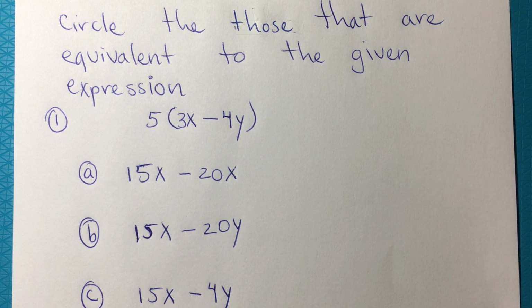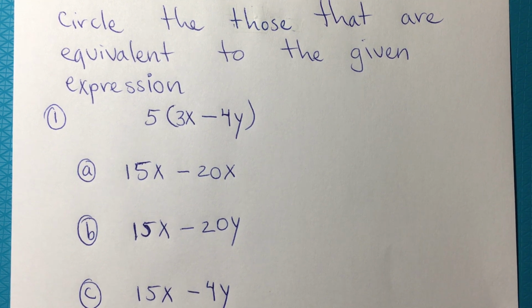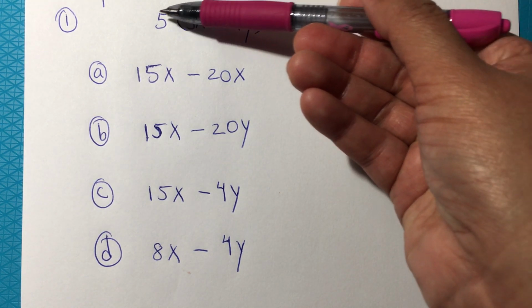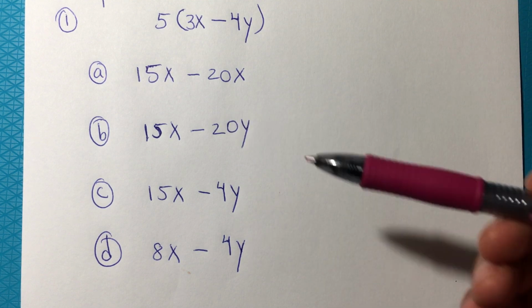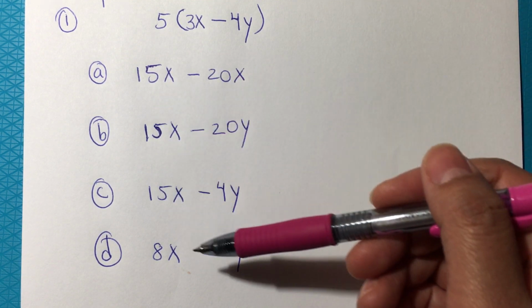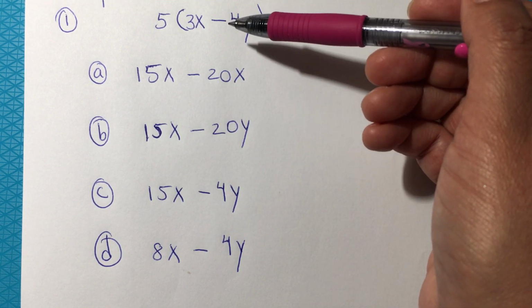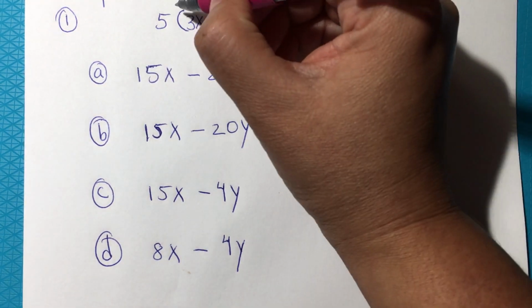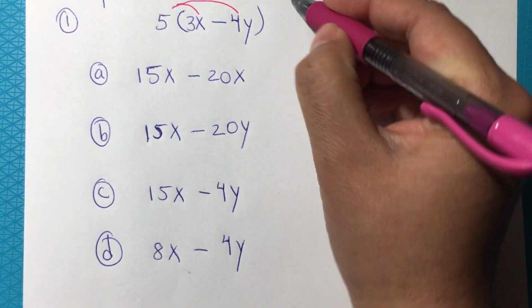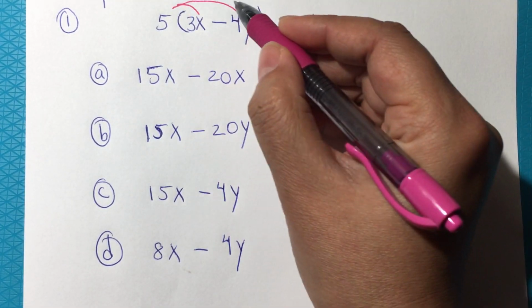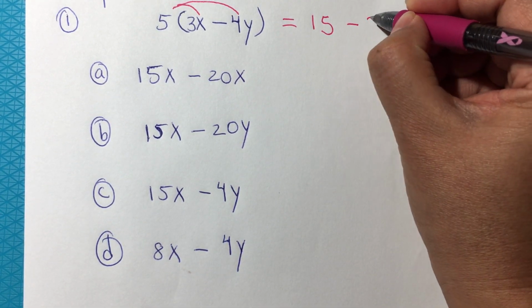And so in here it says, circle those that are equivalent to the given expression. They're giving us an expression and then they're giving us options to see which ones are equivalent. Sometimes I can go from the given expression to the answer, but other times we will have to simplify the given answers, or the possible answers, to check with the given expression. In this case, I can just use distributive property and I get 5 times 3x is 15x, and 5 times negative 4y is negative 20y.